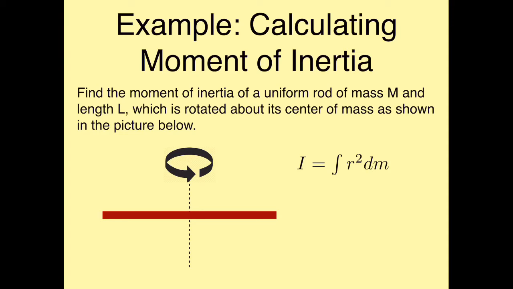In this first example, we're going to calculate the moment of inertia of a uniform rod of mass M and length L, being rotated about the center of mass as shown here. Again, the total length from this end to this end is L. The total mass is capital M. We want to use this integral: moment of inertia is the integral of r squared dm. We want to see how to set it up and how to calculate it, and what we're going to get is a formula for the moment of inertia of this object.